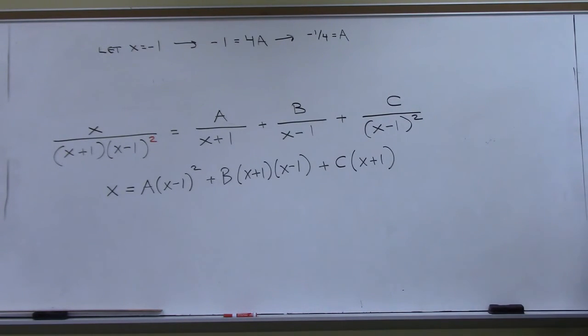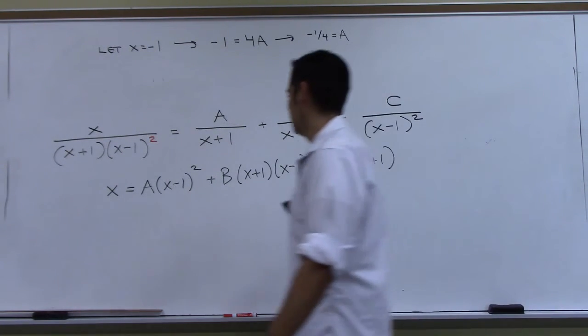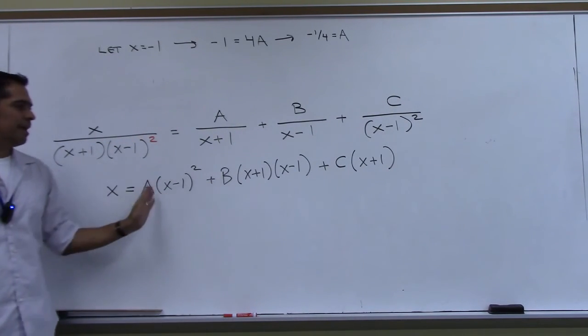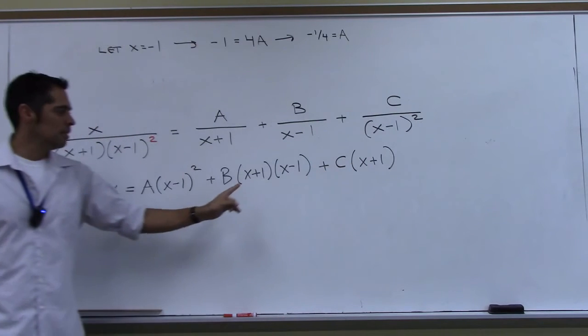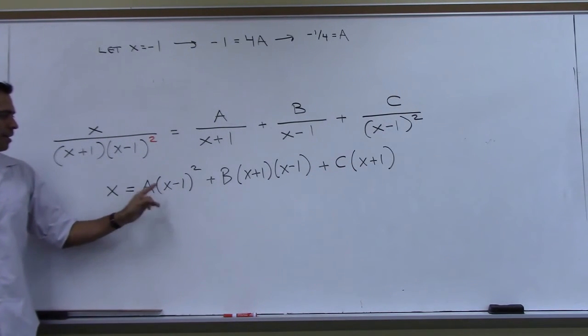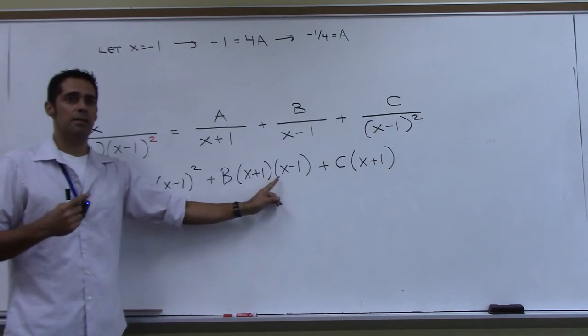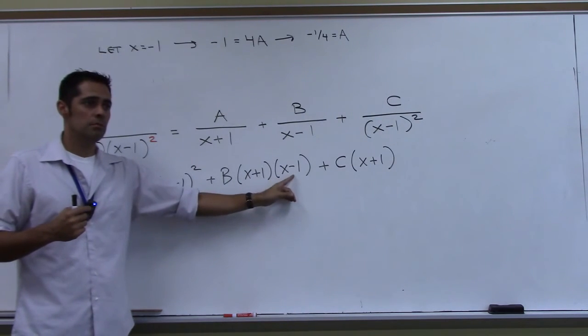Can you get b? Uh-oh. How do we get b? We have to kill off a and c, don't we? You can't kill off a unless you let x be 1, right? That's the only way you're going to kill a off. But if you let x be 1, you're going to kill off b. Aren't you?